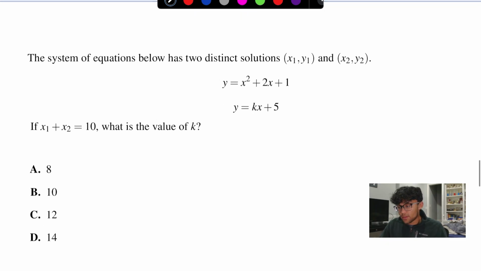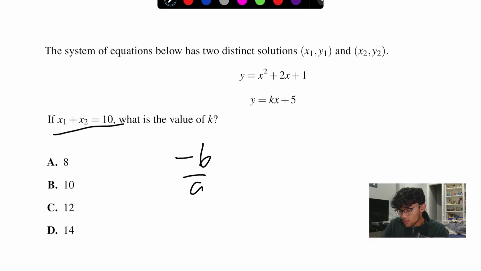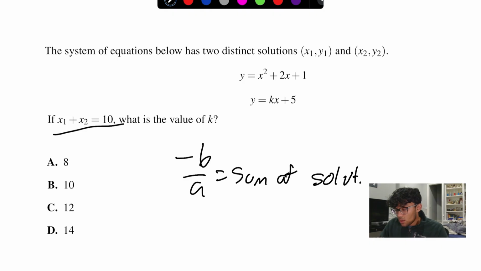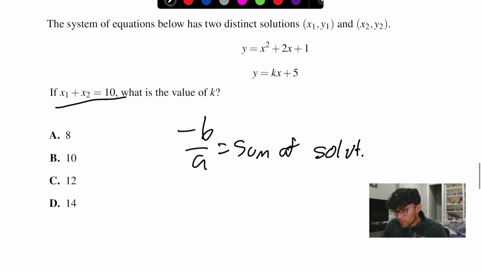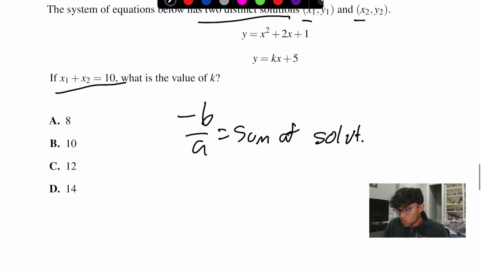Well, what first jumps out to me whenever I read this question is the x1 plus x2 equals 10 part. So the formula to know for this question is that negative b over a is the sum of solutions. This is a handy little formula to know because it tells us that the two distinct solutions have x values of x1 and x2. So we know that negative b over a is equal to x1 plus x2.